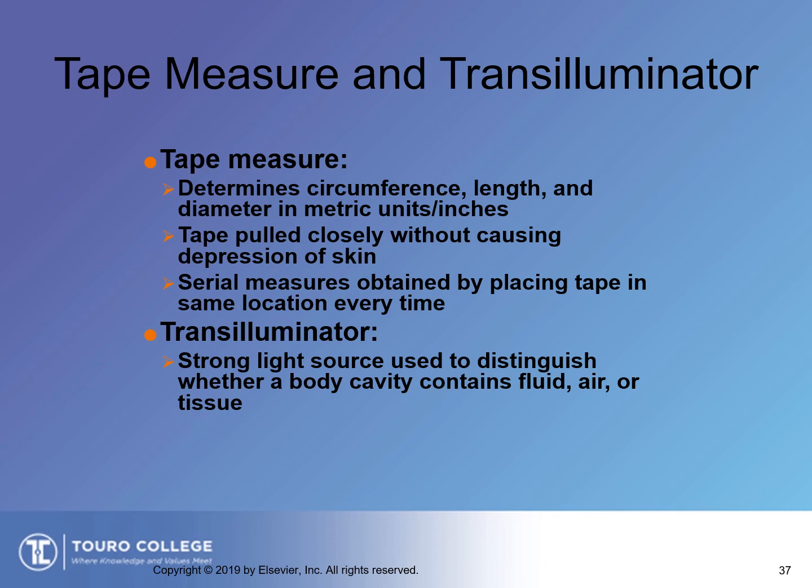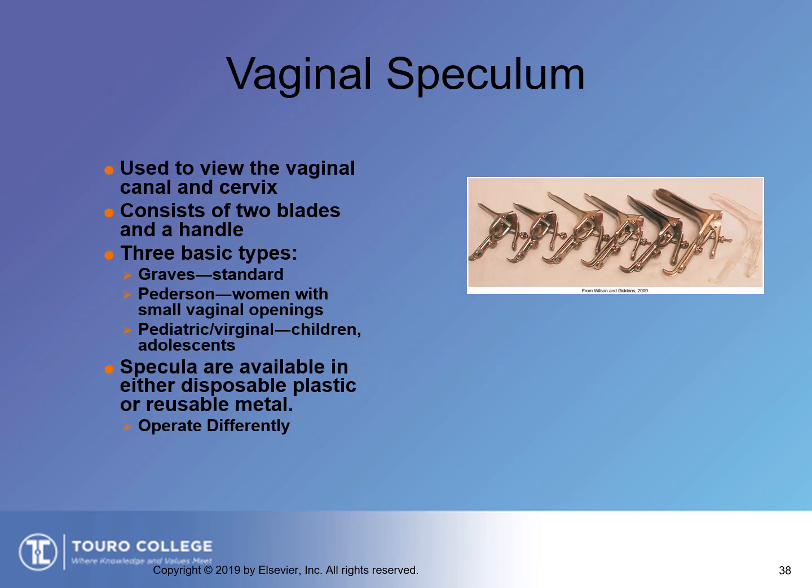A transilluminator, that's a strong light to distinguish whether a body cavity contains fluid, air, or tissue. You'll do this in some patients with a swollen testicle or a lump in their testicle. If you shine that light on the testicle and it shows through, it is determined not to be a solid mass. It's fluid. So we use that sometimes.